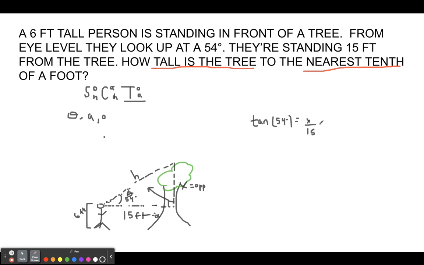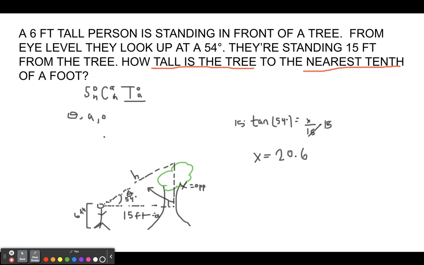Now I want to go ahead and isolate x, so I'm going to multiply both sides by 15. Multiply by 15. The 15s cancel each other out. I am just left with x is equal to 15 times tangent of 54 degrees. If we calculate that, we end up with 20.6 about. But remember, it said round to the nearest tenth of a foot. Sorry, I thought I'd put a foot for this one. So we're going to have it as 20.6.